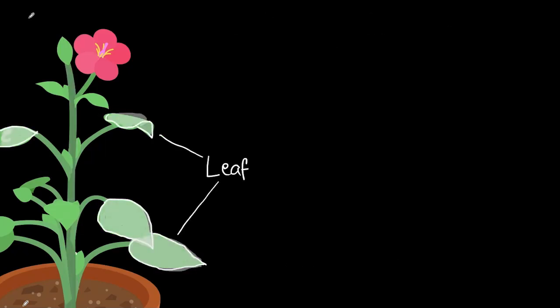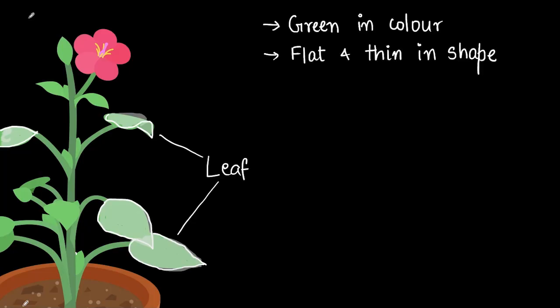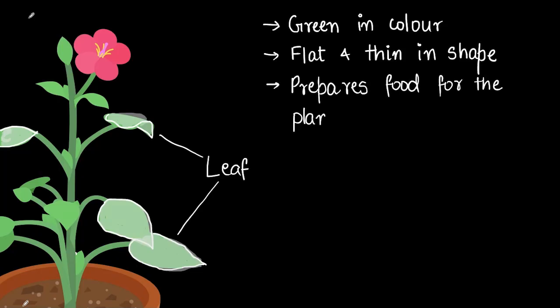Next, we will discuss leaves. I've highlighted a few leaves here. I guess we all know what leaves are. Leaves are green in color usually, and they're usually flat and thin in shape. Leaves are like the kitchen of the plant. Leaves are what prepare food, and they do this through a process called photosynthesis.